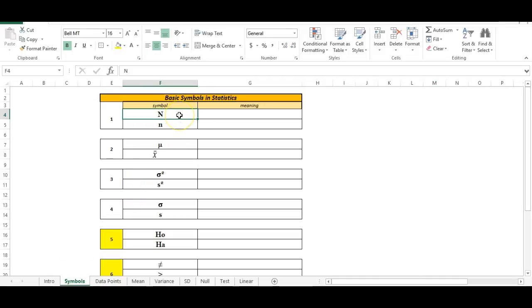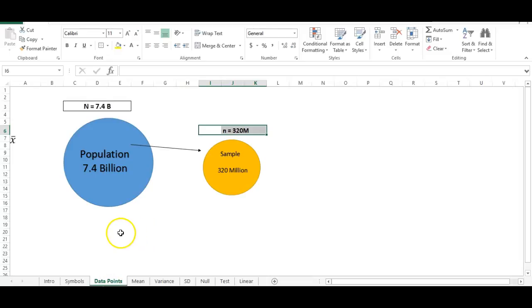We have a capital N and a lowercase n. So what is the difference between these two and a similarity? Well, to answer that question, we have to know something about a population versus a sample. So let's look at an illustration. On the left, we have the whole wide world, a population of 7.4 billion. And we're going to pull a sample out of this big population. And that sample is going to consist of 320 million people or data points.